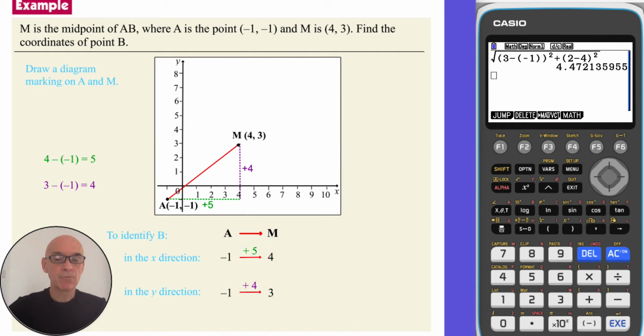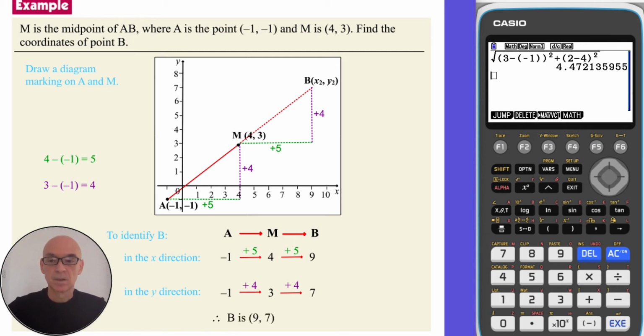So now if we repeat that movement, but this time starting from M, moving 5 more units parallel to the x-axis, and 4 more units parallel to the y-axis, as shown. And our endpoint will be B, which is at 9 across and 7 up. So therefore, B has coordinates 9, 7.